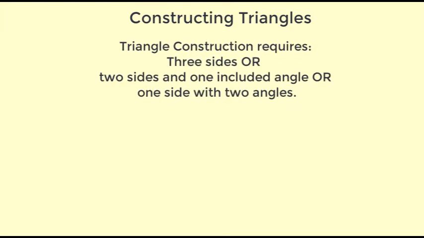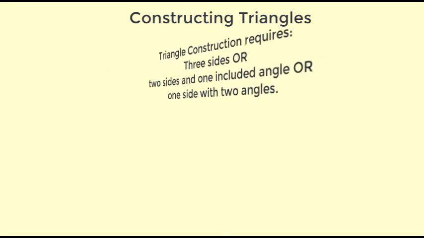In this tutorial, we are going to learn how to construct a triangle with given measurements. Now, as we know, to construct a triangle, we need precisely three measurements. We need either the dimensions of all three sides of a triangle, or we need the dimensions of two sides and the included angle between those sides, or we need the measurement of one side of a triangle, and then we need two angles that we can create on that given side.